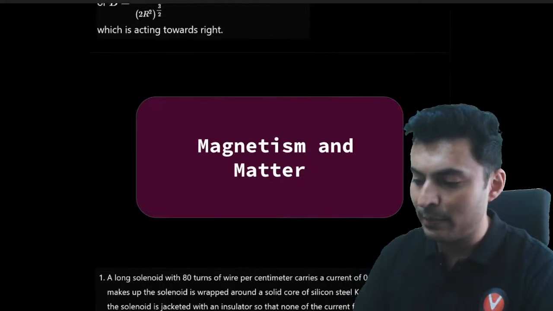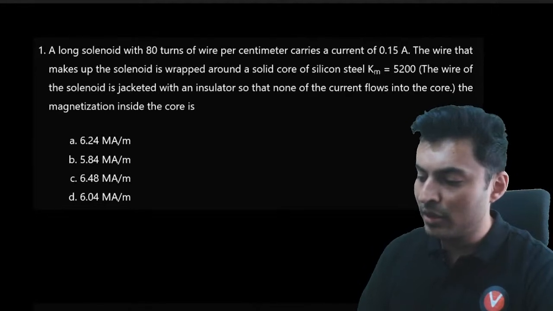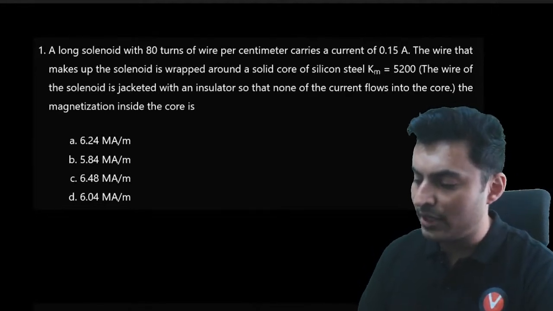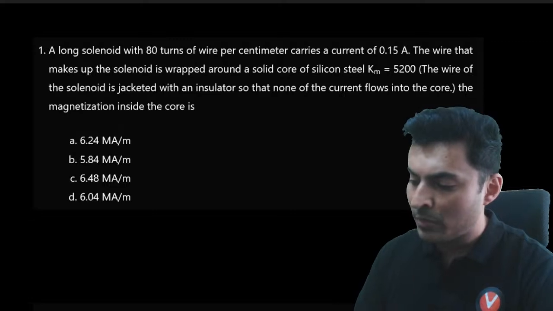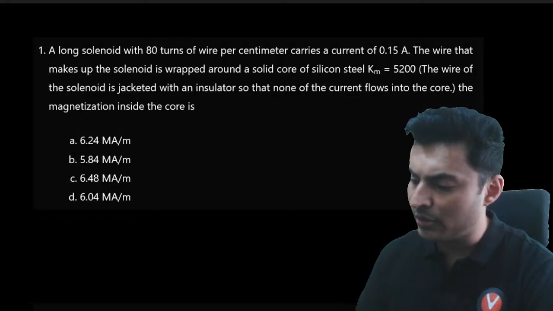Let's move on to magnetism and matter quickly. Coming up on your screen. If there is a long solenoid wrapped with a current, there is a steel solid core with permeability of this much, the wire of the solenoid.